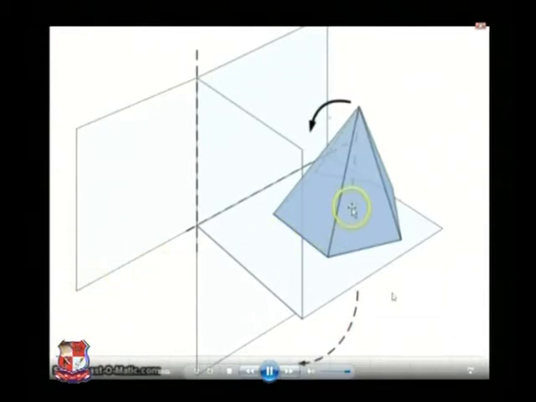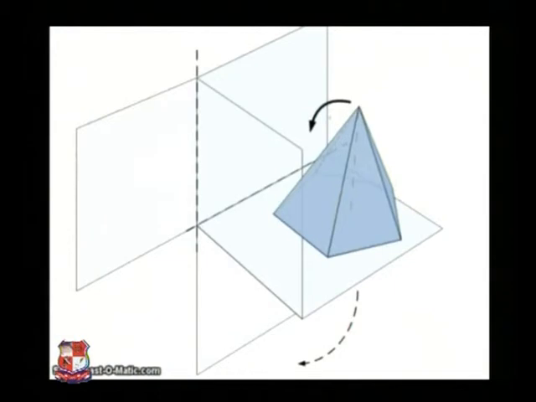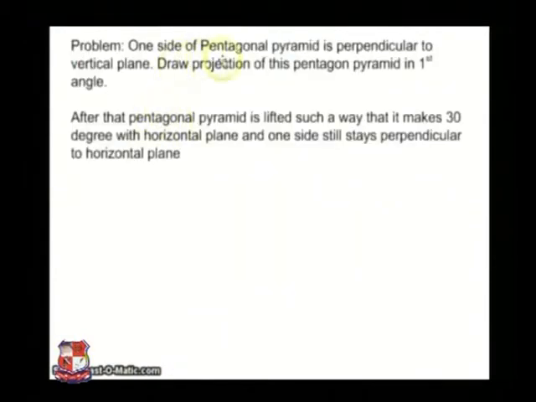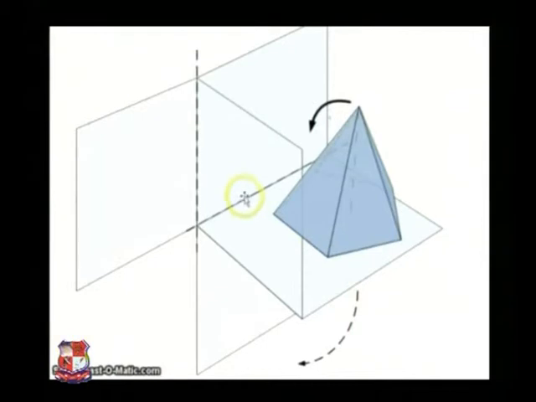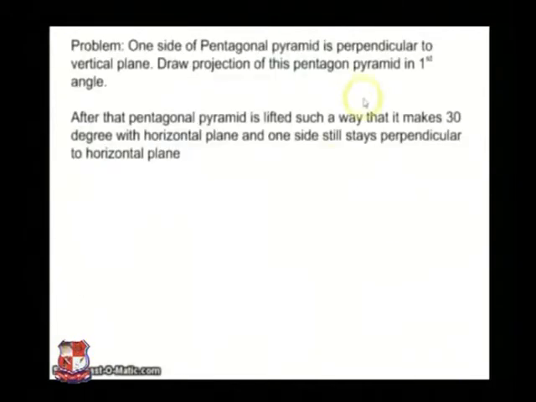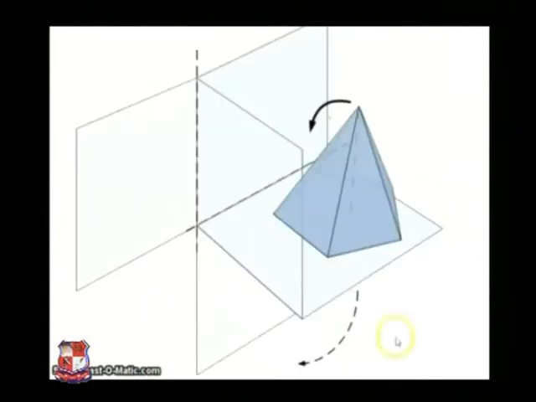Isometric projection of a pentagon pyramid. So this is the problem statement here, that one side of the pentagon pyramid is perpendicular to the vertical plane. So if I go back here, this side that is perpendicular to this vertical plane here, this side is perpendicular to the vertical plane. Then draw the projection of this pentagon pyramid in the first angle. So the first part we need to draw is the projection based on this shape sitting like this.